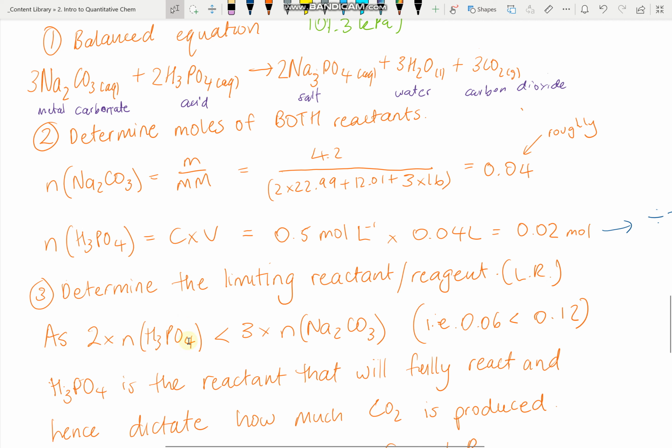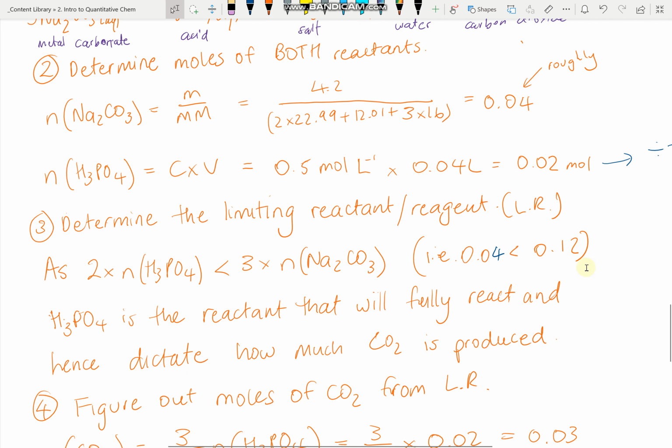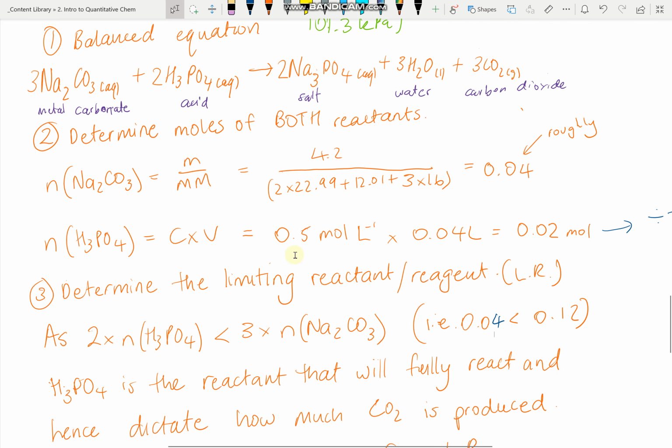people learn this in different ways. So one way to think about it is times the amount of particles by what's called their molar coefficient. So I've times phosphoric acid by 2, that gave me 0.04. And I do 3 times 0.04 over here, and it's 0.12. And you go, all right, I don't have enough phosphoric acid. Not the way I learn.